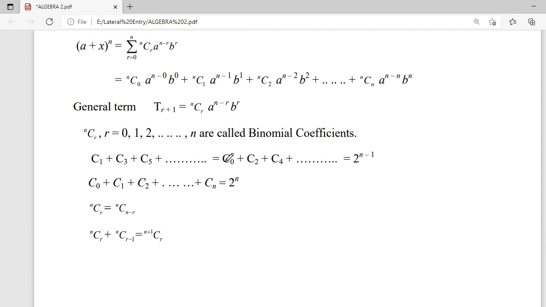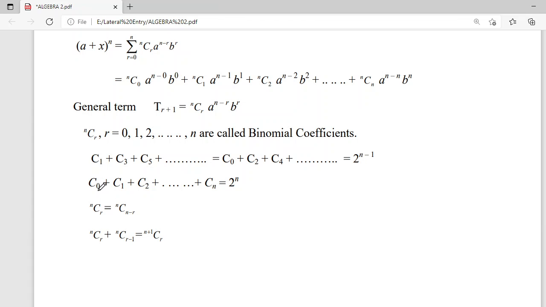So these are the odd coefficients. After C naught, the first term you get NC0, the second term you will get NC1, the third term you will have NC2, the fourth term will be NC3, etc. So when r is 1, 3, 5, we say odd coefficient, and when it is 0, 2, 4, etc., we say even coefficient. And this result you have to remember.